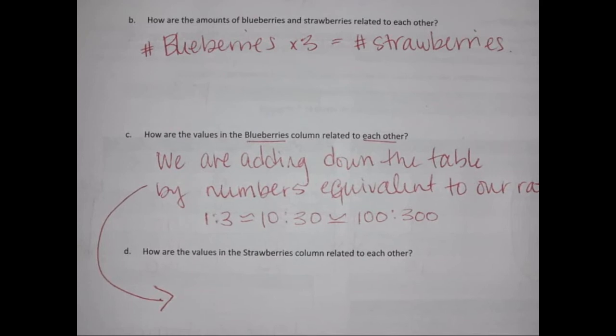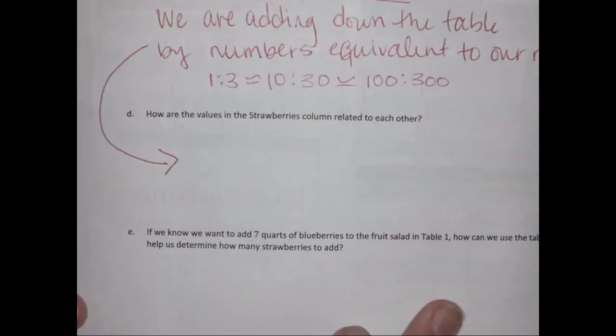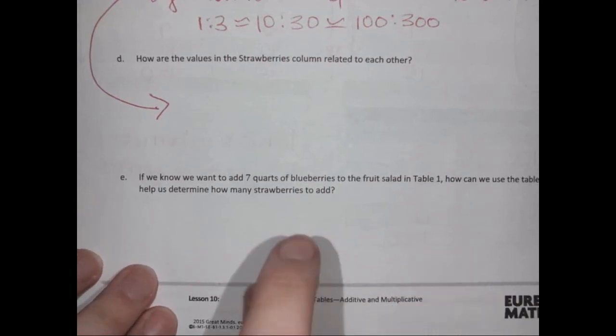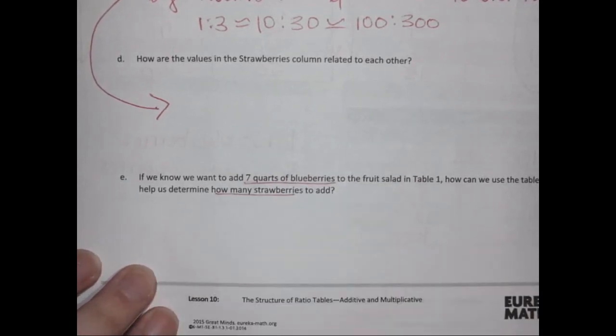If we want to determine how many quarts of strawberries to add if we have 7 quarts of blueberries, how can we use table 1 to help us determine how many to add? Brianna, how can I use table 1 on the previous page to figure out how many strawberries when I have 7 quarts of blueberries? Look at your table on page 43. How do I use table 1? Can I draw another row? Yeah. What could I write?